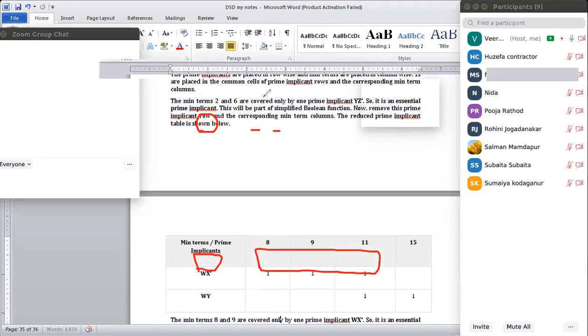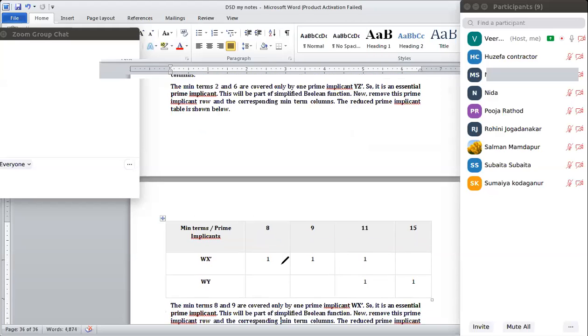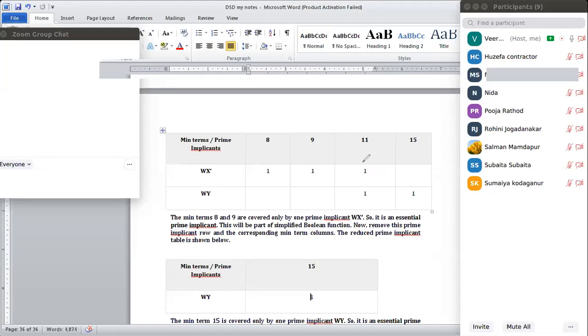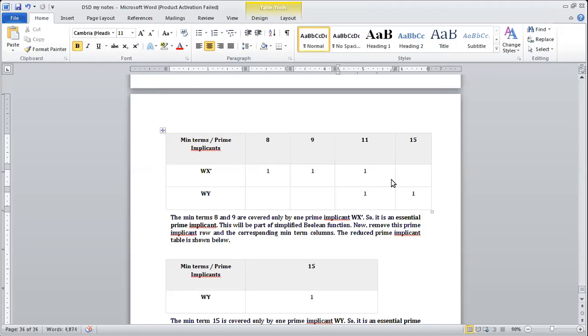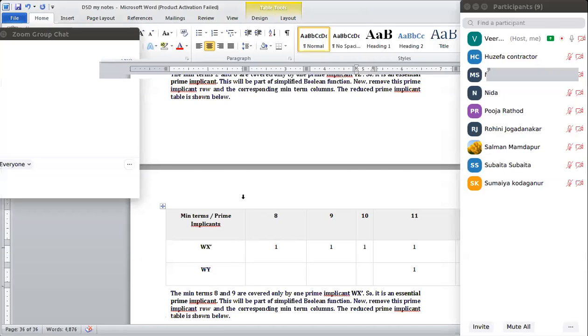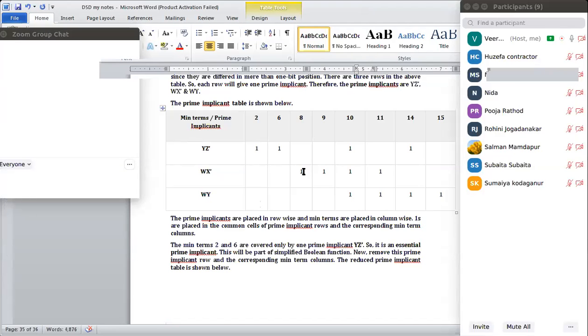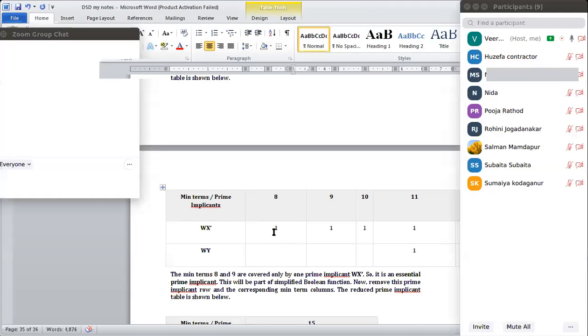8, 9, 10, 11. Okay, some changes. So here, see, 8, 9, 10, 11. Right?